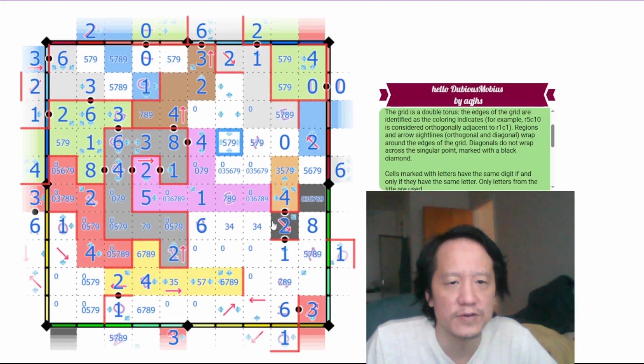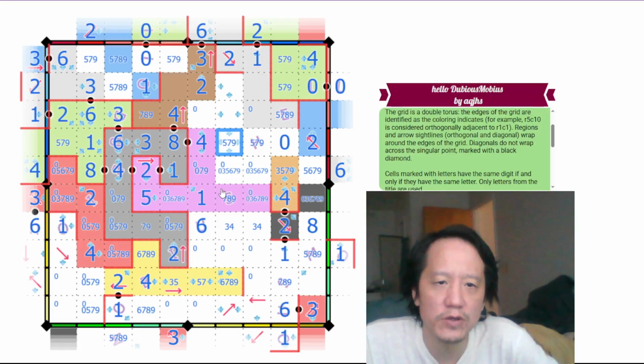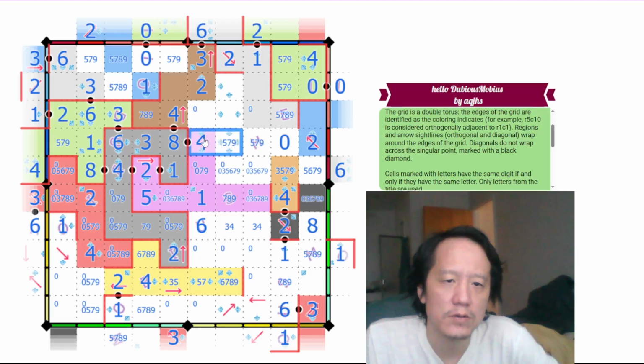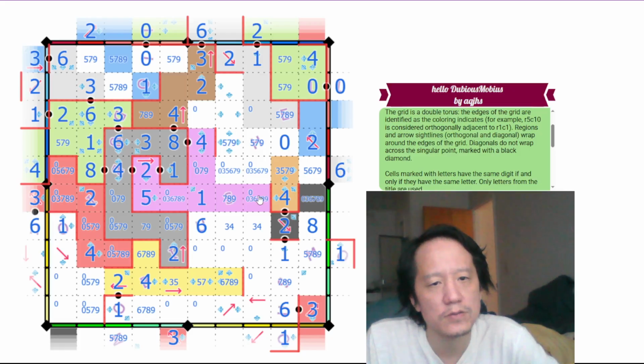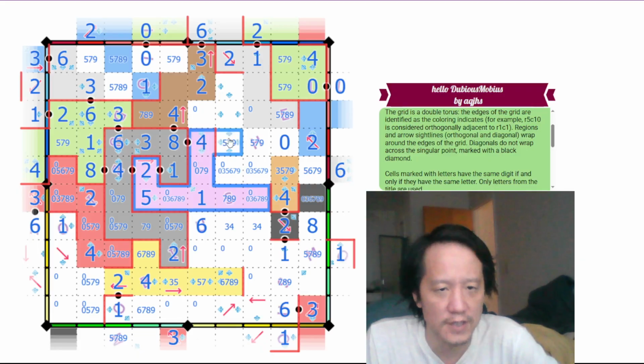This is 5, 7, or 9. Can it ever be part of pink? Maybe. If it's part of pink, 1, 2, 3, 4, 5, 6, 7, 8, 9, 10 would be the most. So it cannot be part of pink. This has to be a different region. Right, 1, 2, 3, 4, 5, 6, 7, 8. If it's part, that's 9 and 10 at most.